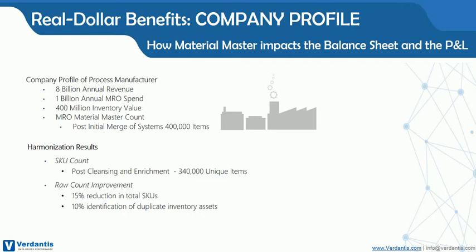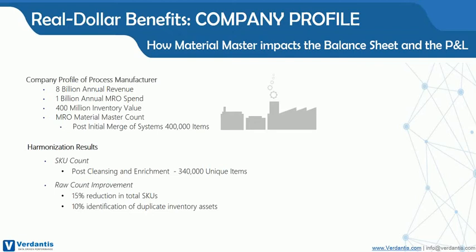Post-harmonization results were a reduction from 400,000 to 340,000 unique items. For folks who were just worried about data quality, data governance, or master data reduction numbers, this was a 15% reduction in total SKUs, right? 60,000 records came off the table. Just as importantly, this was a 10% reduction, or at least an identification, of duplicate inventory assets by value.